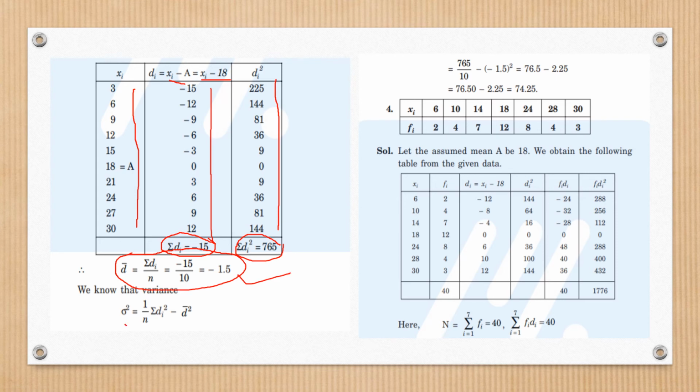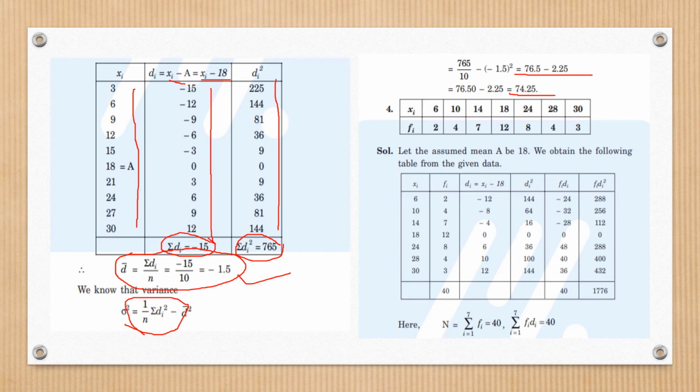For the variance formula, we are using the same formula again, as we used for xi square. It is summation di square upon n minus d bar square. So it becomes 765 upon 10 minus 1.5 whole square. So it is 74.25.